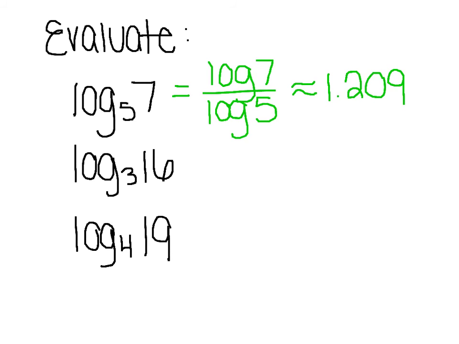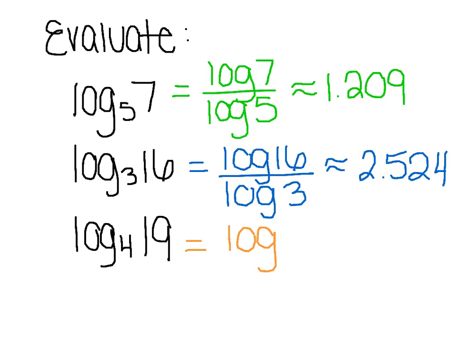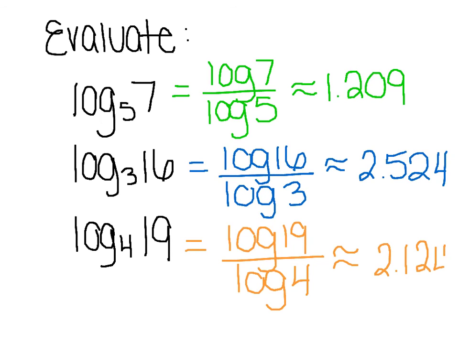Looking at the next problem, we have log base 3 of 16. That's equivalent to log of 16 divided by log of 3. If you put that in your calculator, you're going to get about 2.524. Finally, we have log base 4 of 19. That's equivalent to log of 19 divided by log of 4. If you put that in your calculator, you should get about 2.124.